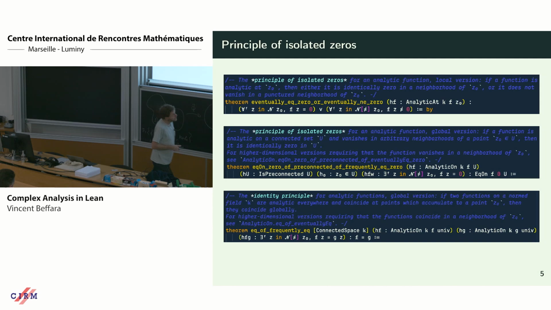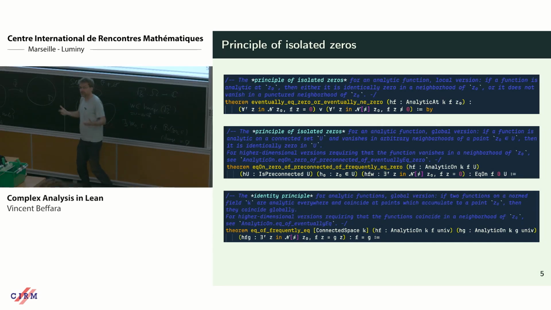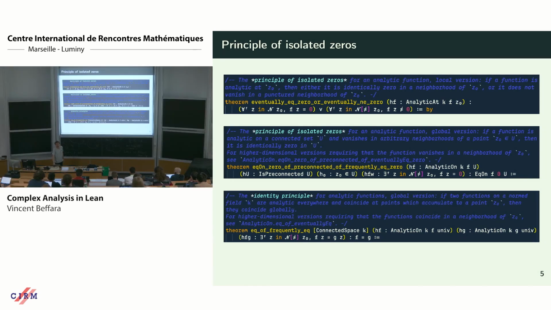Yes? K is a non-trivially normed field. Yeah, but it could be Q, and for Q there's a problem. So you can read C, and the main content is that it's C, from my point of view.